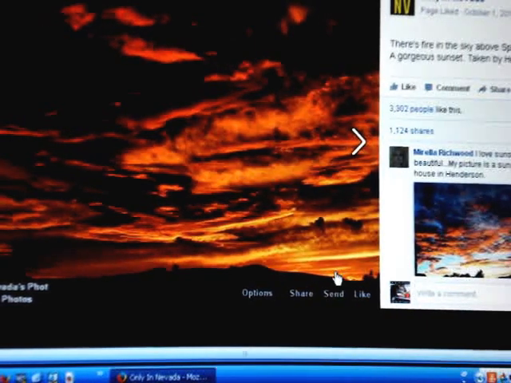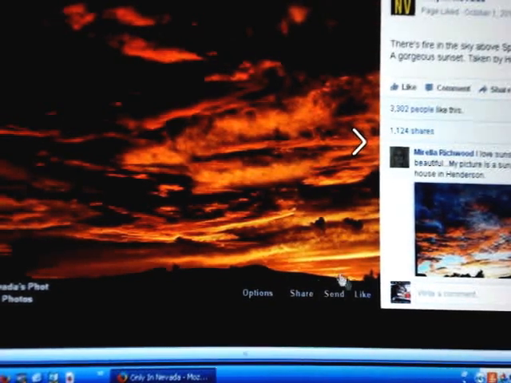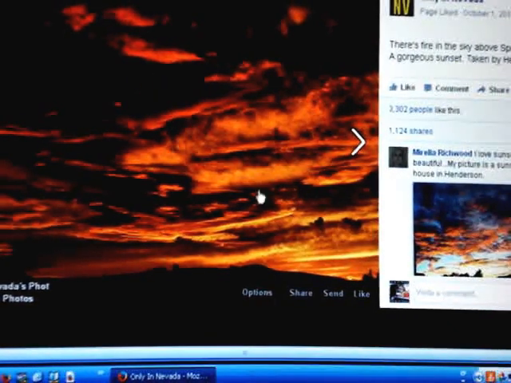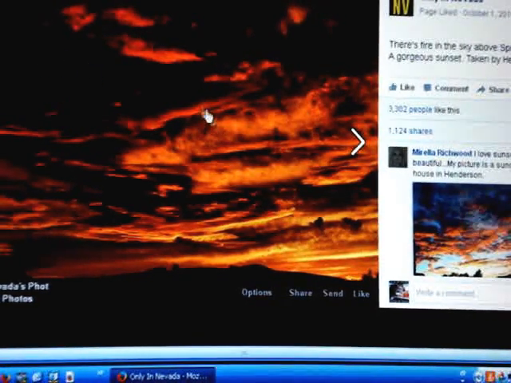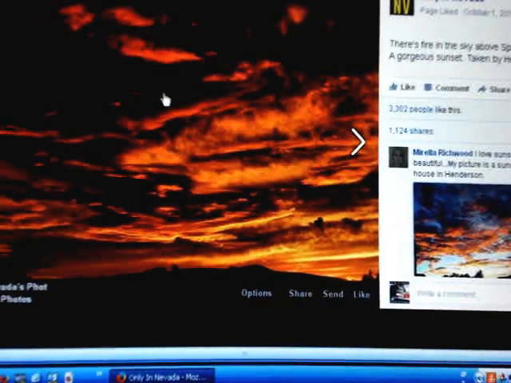When it's setting or when it's sunrise, it does the same thing. It's shooting rays from below the cloud line up on the underside of the clouds. And the top side of it is dark because they're in the shadow. Okay, flat earthers, you need to take on a different hobby.